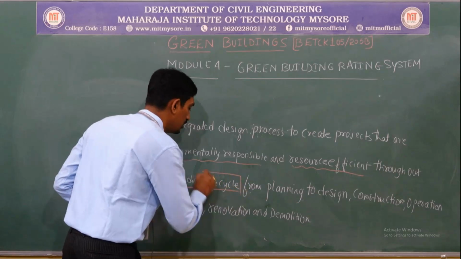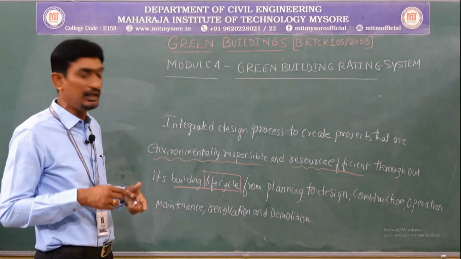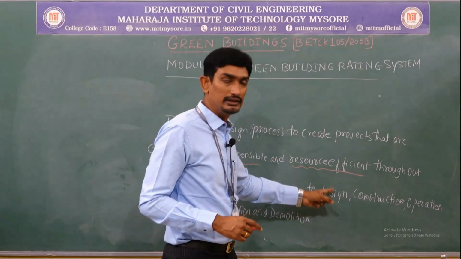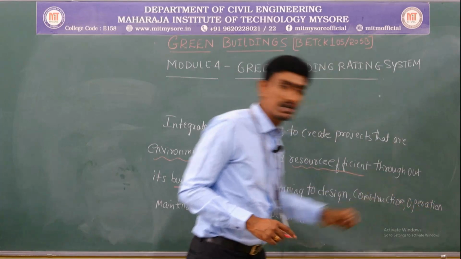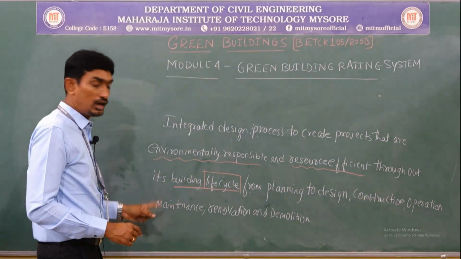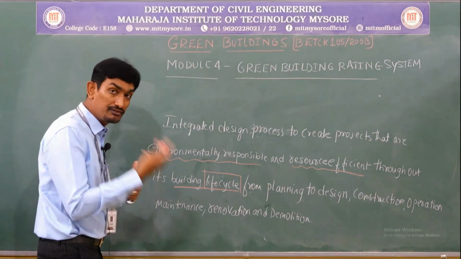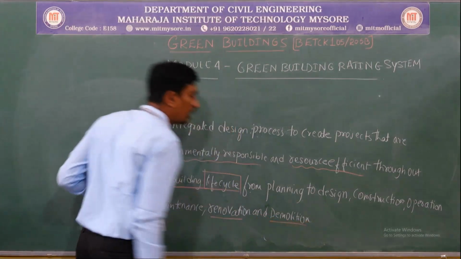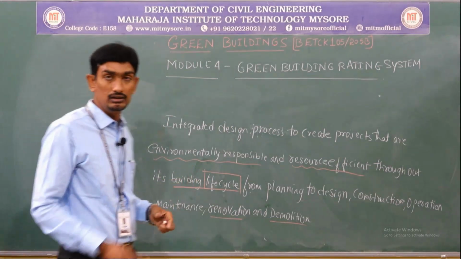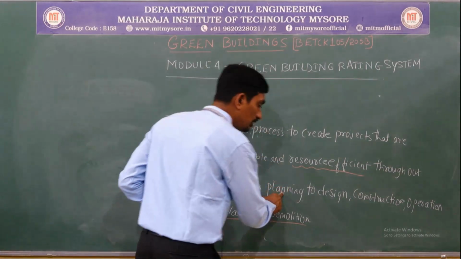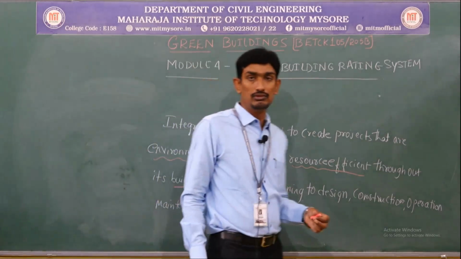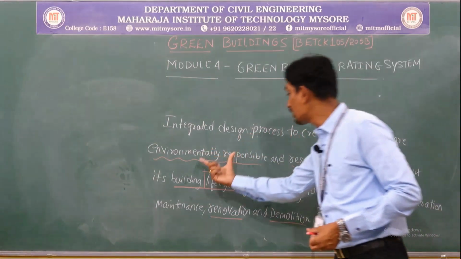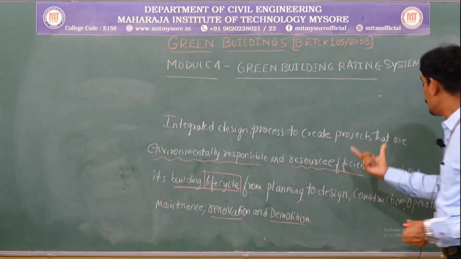This is very important. What is that life cycle? What is the life cycle of a building? It starts from planning, then design, then construction, then operation, then maintenance. Not only this, the end of the life of a building, that is renovation and demolition also. That is what a life cycle. It starts from planning and ends at demolition. So till that stage, this building should be environmentally responsible and resource efficient.